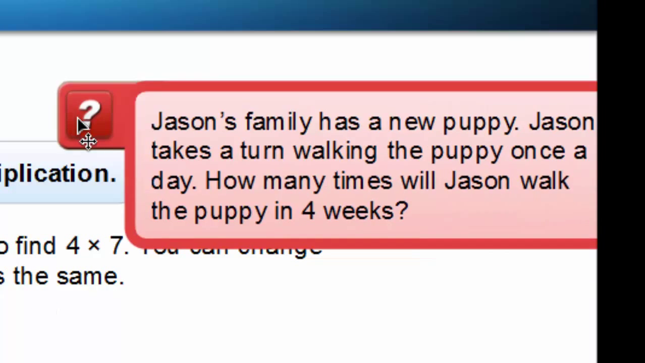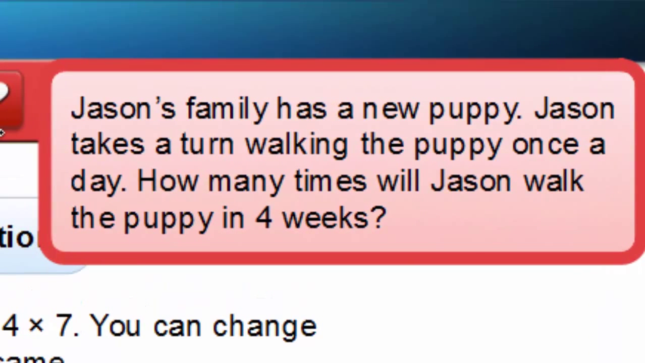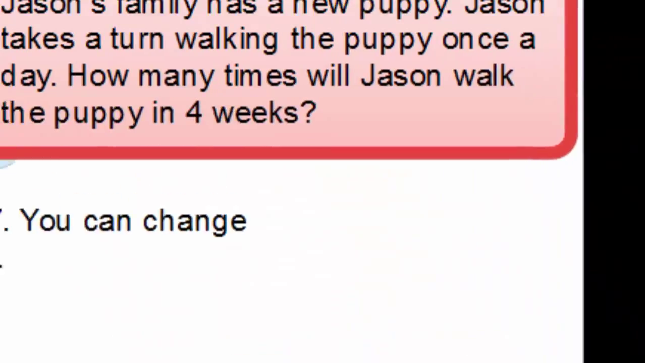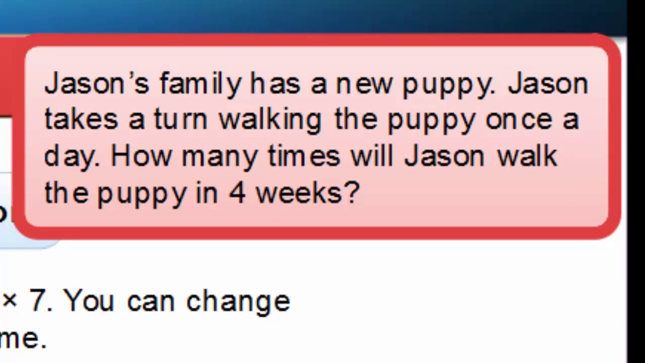Here's our problem. Aw, it's a problem about a puppy. Jason's family has a new puppy. Jason takes a turn walking the puppy once a day. Well, I wish he would teach Caleb how to walk the puppy. Anyway, this isn't about me. This is about Jason. How many times will Jason walk the puppy in 4 weeks?